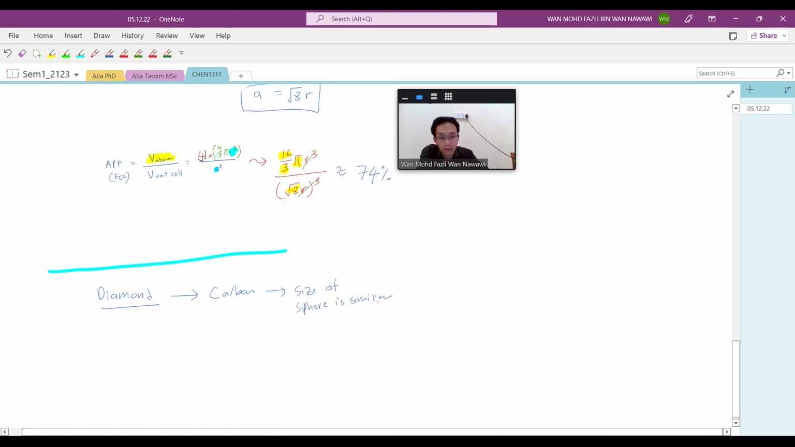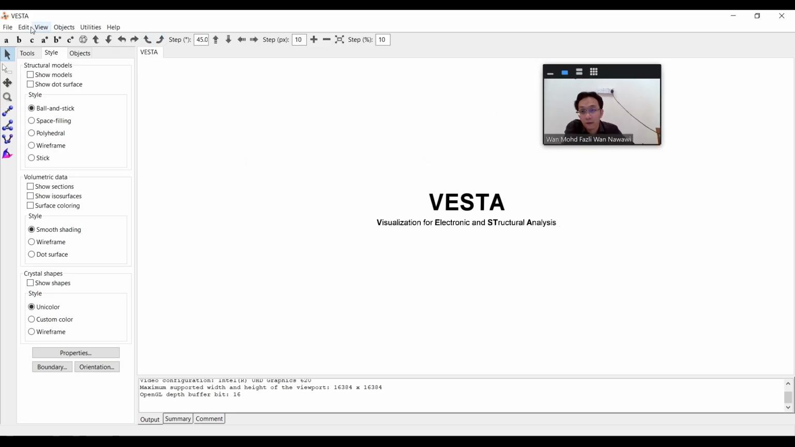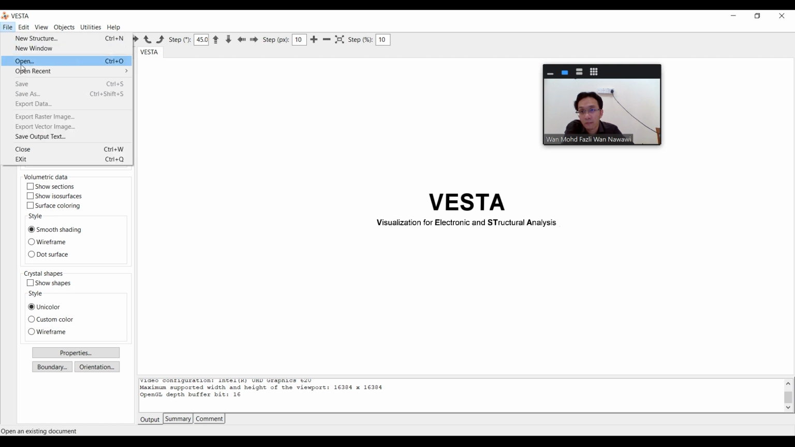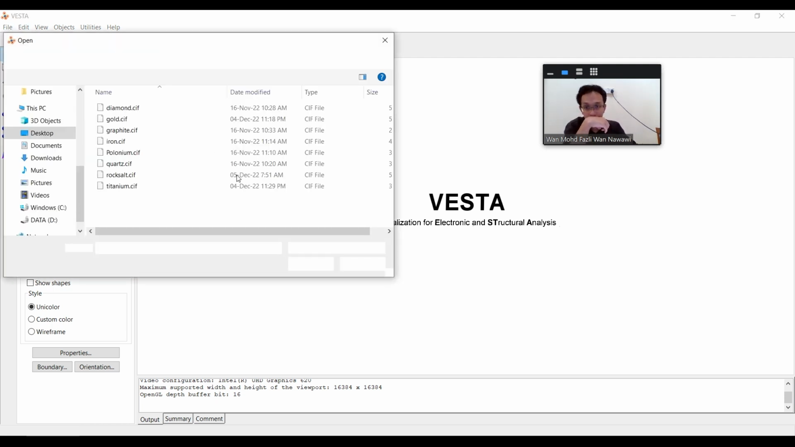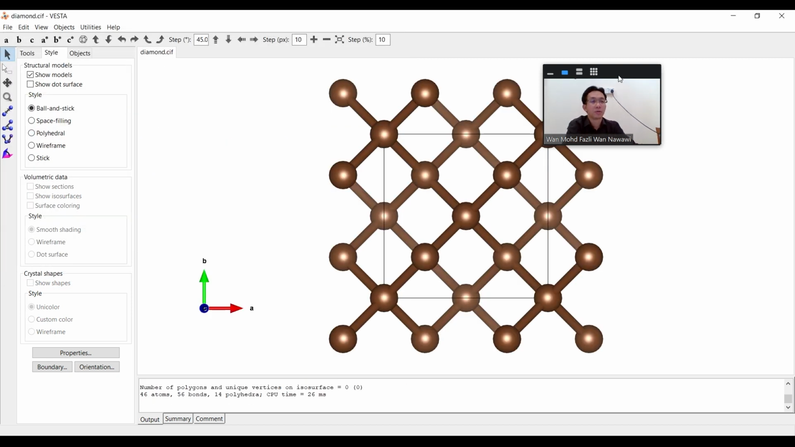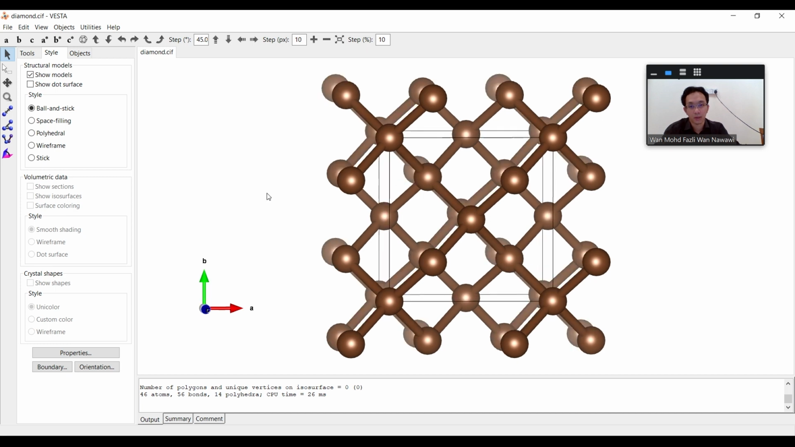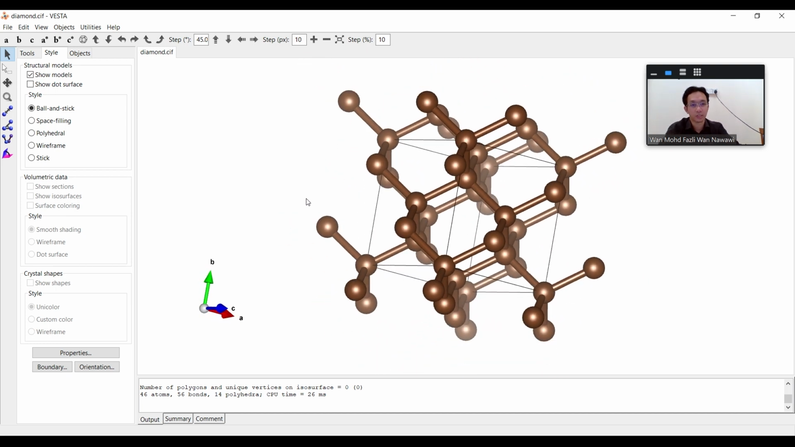So let's look at the diamond structure. We open the software, and then we open the diamond. Where is diamond? Okay, so the diamond has this structure. You can see the diamond has this structure, and you can see what we call the cube. There is a cube there.